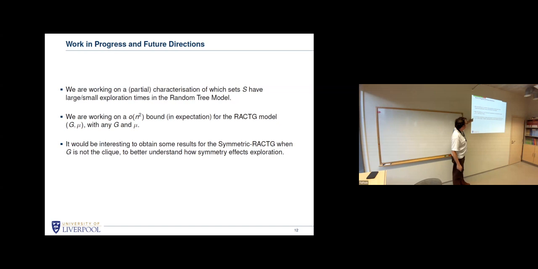Something which is a future direction really is it'd be nice to obtain more results for the symmetric model, where mu has to give the same weight to any two isomorphic spanning trees. Yeah, so we've kind of done the simple case where this is a clique. But what about when it's not a clique? It'd be nicer to understand that a bit better, and to see if there are some gaps, where the symmetry really makes it easy to explore the graph. Thank you very much.